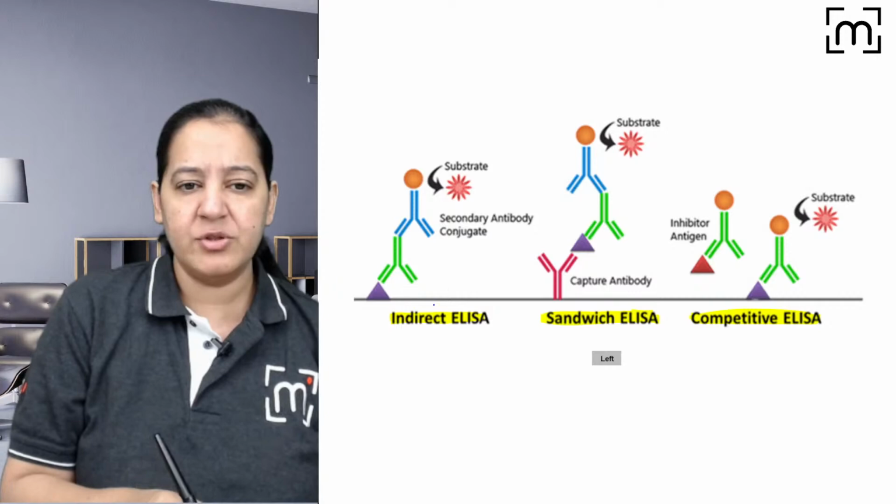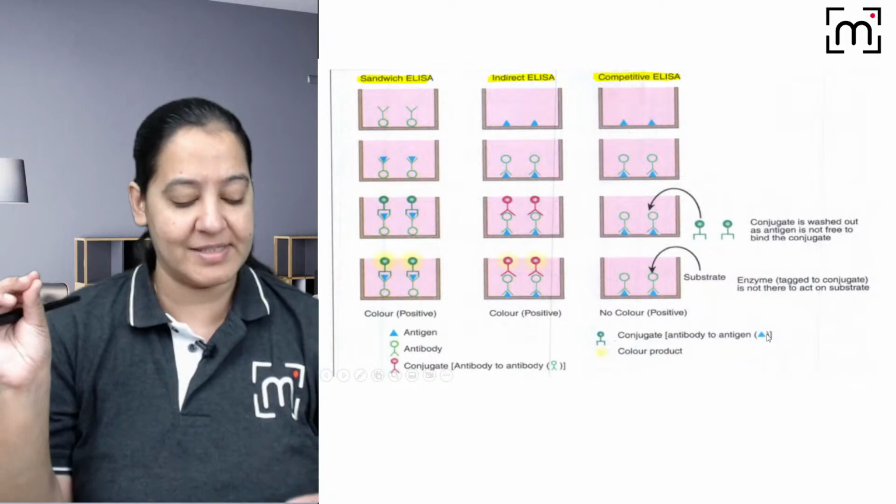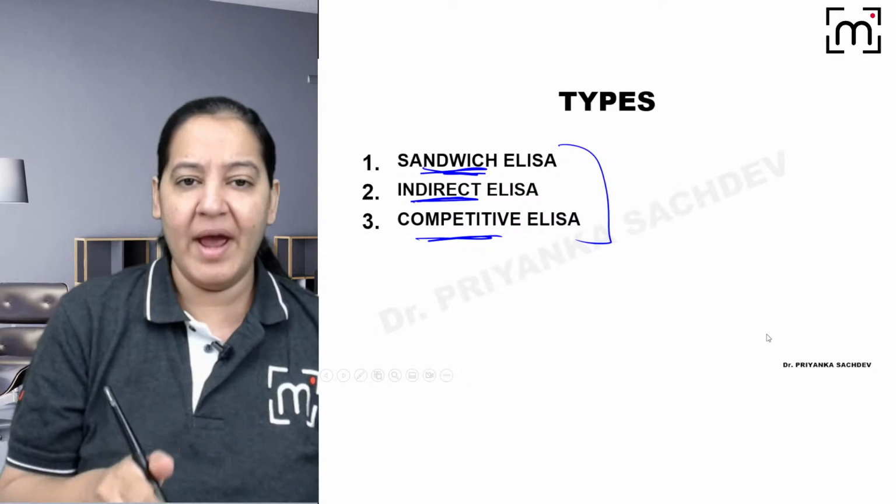I will explain all three, and the master diagram is going to be like this. This is our master diagram in which I am going to explain all three ELISAs. It will be fun, believe me. Give me just 10 minutes. You will understand everything about it, right? Let me start with sandwich ELISA. So the first ELISA is sandwich ELISA.